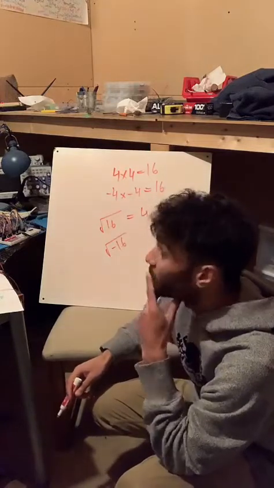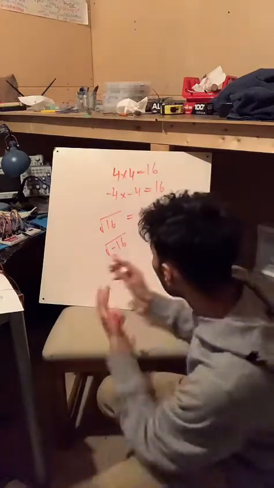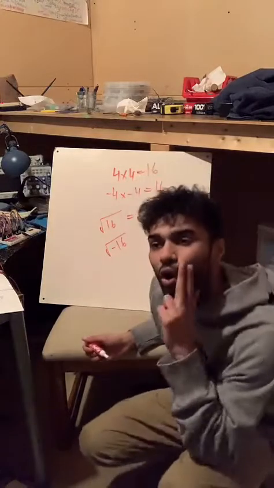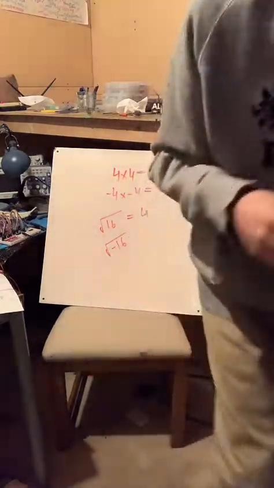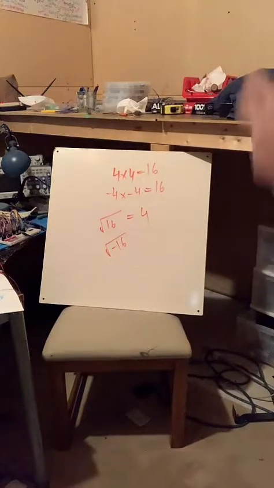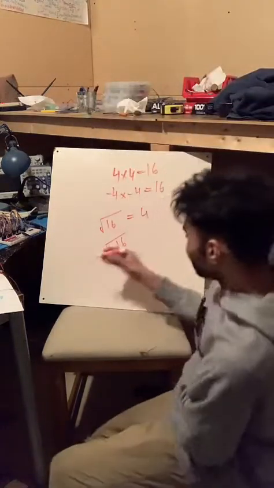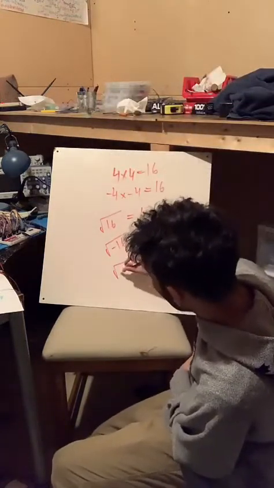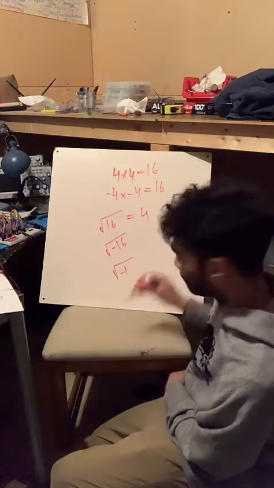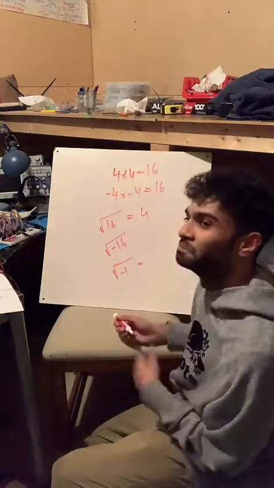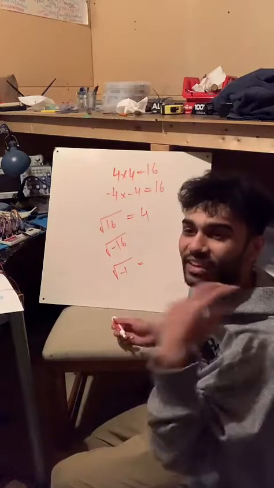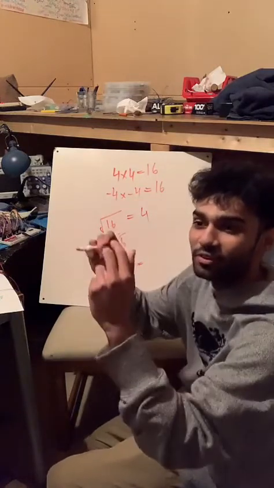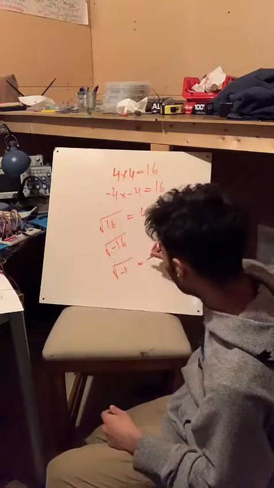What if I did the square root of negative 4? Negative 4 times negative 4 is positive. How do I get a negative? Do you know what Euler did? He defined something. He said, let's call the square root of negative 1, let's just give it a symbol. Let's call it i.